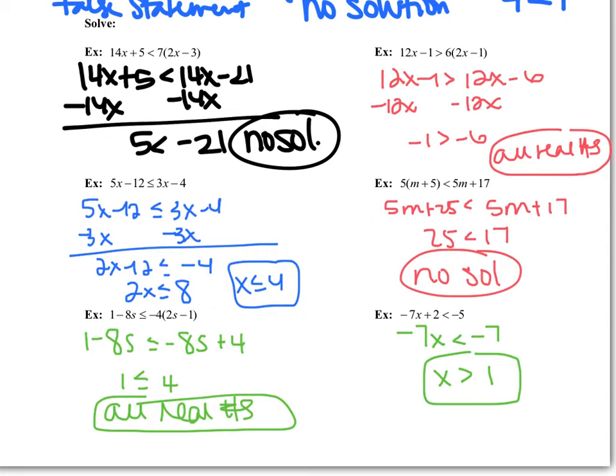Here you end up with 25 is less than 17, which it is not, so we say no solution. Here we end up with 1 is less than or equal to 4, which it is, and it doesn't have to be both. So for example, 1 is not equal to 4, but it is less than, and it's an either or statement. It's either 1 is less than 4 or 1 is equal to 4 and it's less than. So we say all real numbers. And here, when you solve, you just get x is greater than 1.